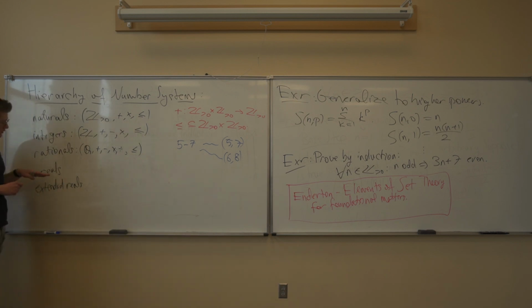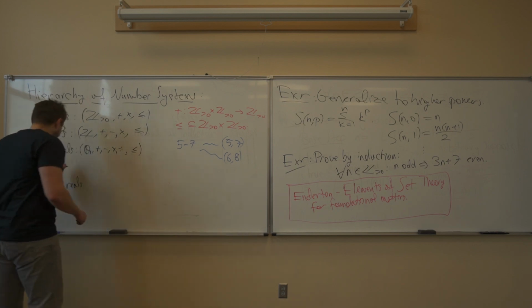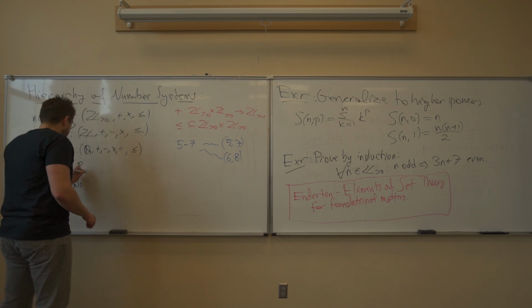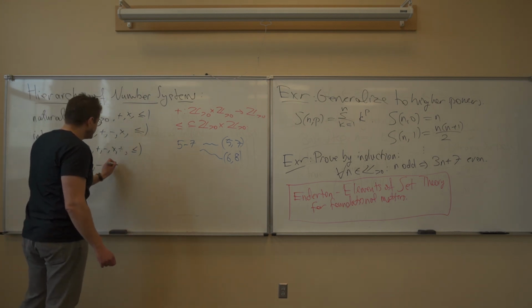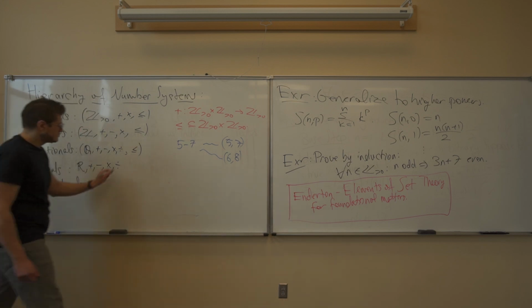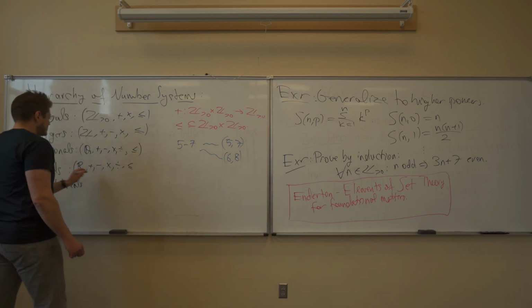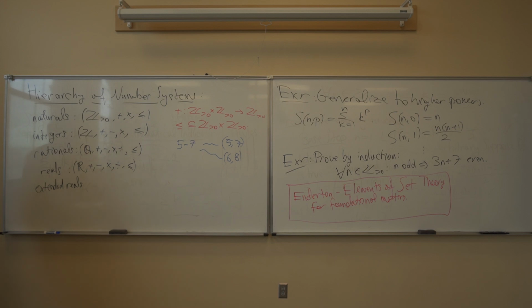Now, all the stuff going from here to there is algebraic ultimately. Going from here to there, rationals to reals, now there's something non-algebraic going on. I have again addition, subtraction, multiplication, division, and order. I have one more property, it turns out, but we're going to get to that. And finally, we have extended reals.